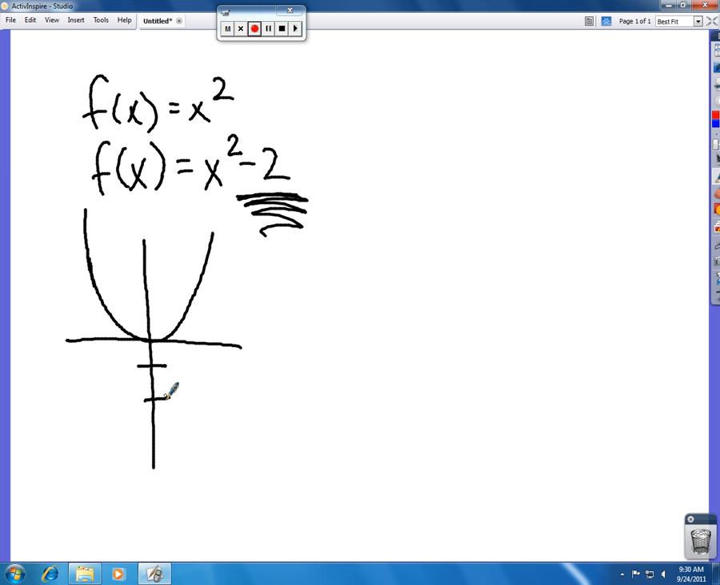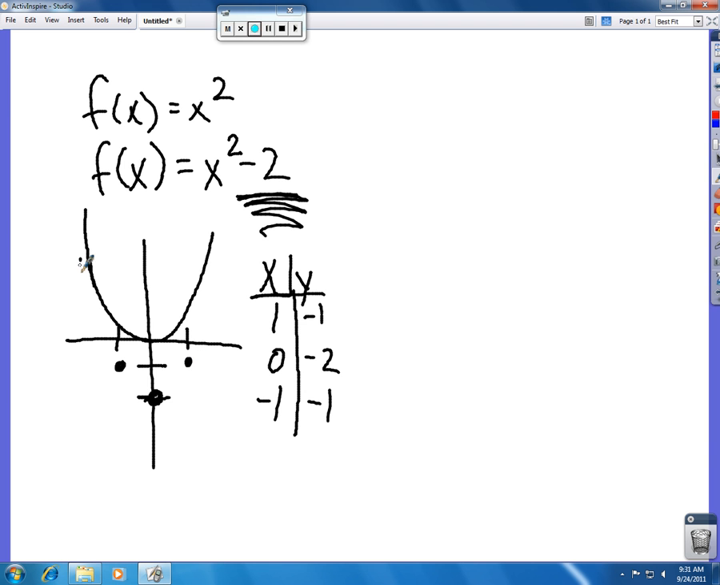Again, if you want to double check, you can graph it, or make your chart, pick your few points for your x value, and plug them back in. So 1 squared minus 2 is going to give you negative 1. 0 squared minus 2 is going to give you negative 2. Negative 1 squared minus 2, that's going to be negative 1 again. So at 0, we're at negative 2, which is right here. At negative 1, we're going to be at, again, negative 1. At positive 1, we're going to be at negative 1 as well.